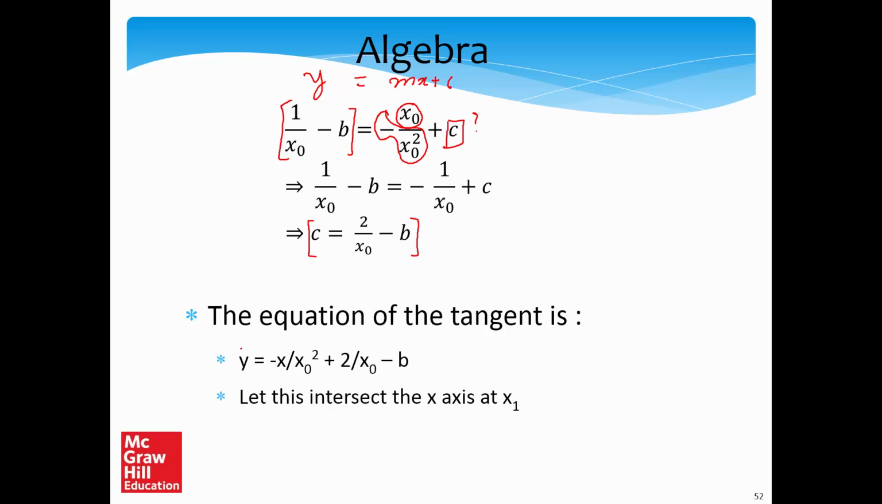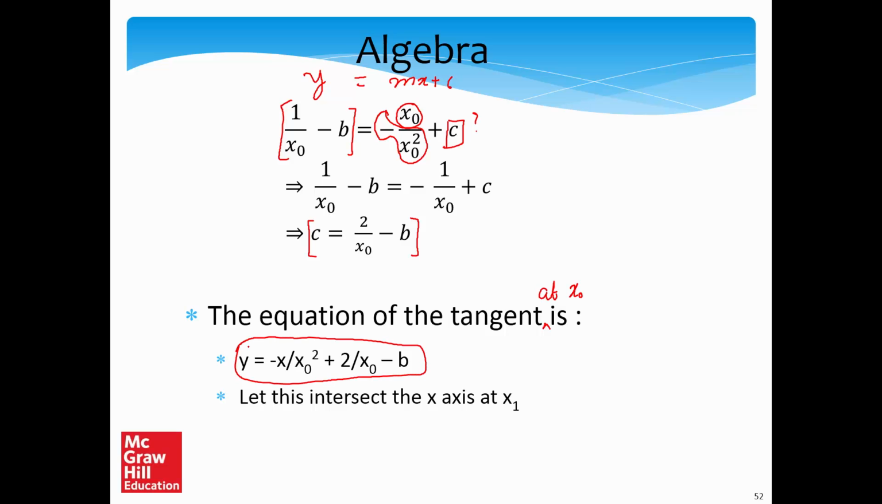So the equation of the tangent becomes y = -x/x0². The equation of the tangent at x0 is y = -x/x0² + 2/x0 - b. It is mx + c; we know m and c, so this is the equation.